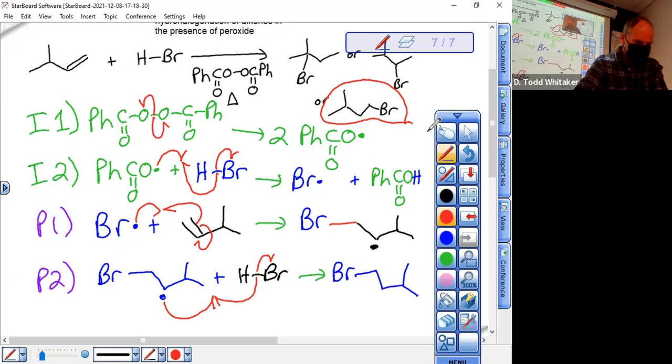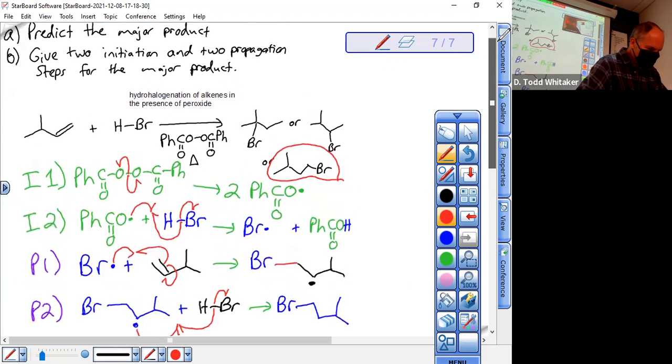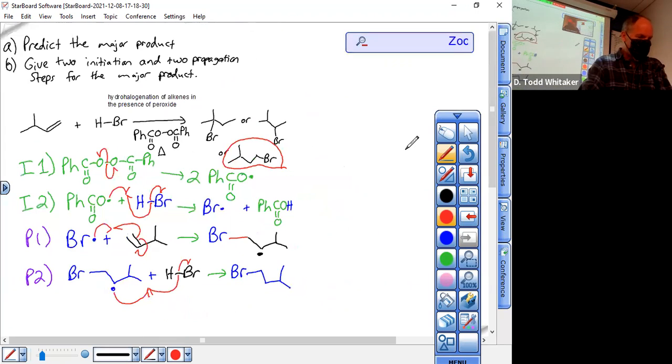Big picture. So whenever we have this peroxide, it ends up anti-Markovnikov. Yes, the peroxide is what changes the game. And that's the end of that story. I think we did all the parts. No other HX works either, only HBr.